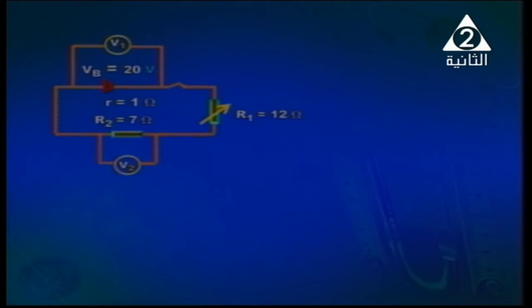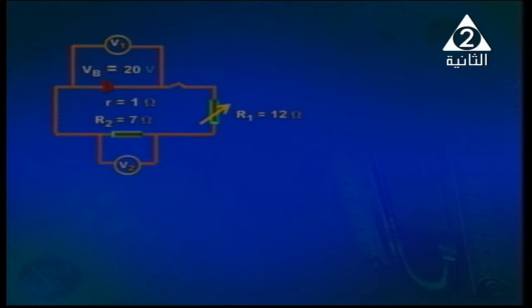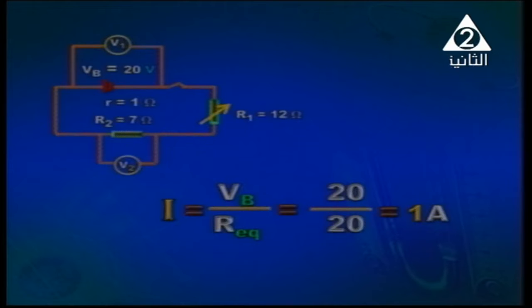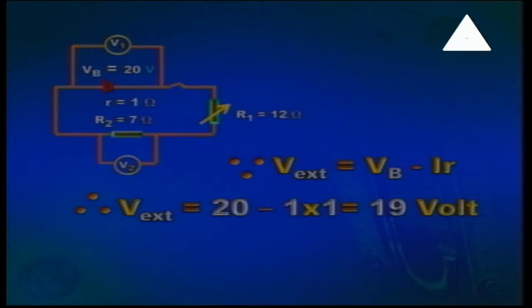We'll increase it and we'll see the effect of this on the terminal voltage V1 and on the voltage V2. Okay, total resistance, it is 7 plus 12 plus 1, 20. Current through the battery, V battery over R equivalent, 20 over 20, 1 ampere. Now V1, which is V external, equals V battery minus I r small. 20 minus 1 times 1, it is 19.